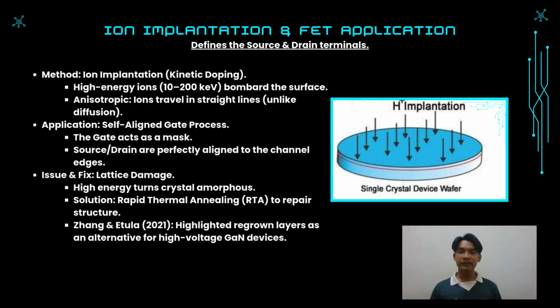Finally, to define the source and drain of the FET, we move away from crystal growth and use ion implantation. This is a kinetic process where we shoot high energy ions into the wafer. The reason we use this over diffusion is directionality, because the ions travel in a straight line. We can use the transistor gate as a shield. The ions hit everywhere except the channel, creating a perfectly aligned source and drain.